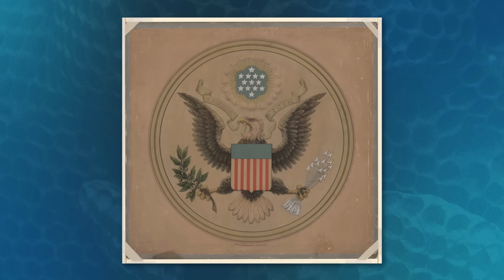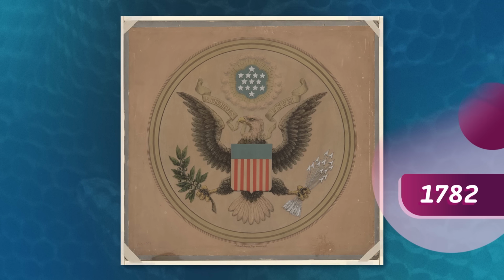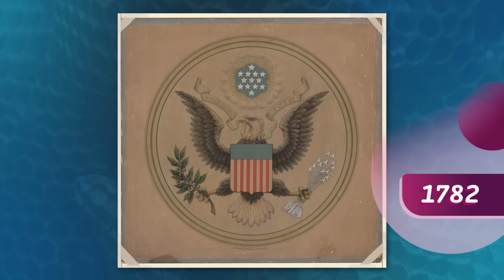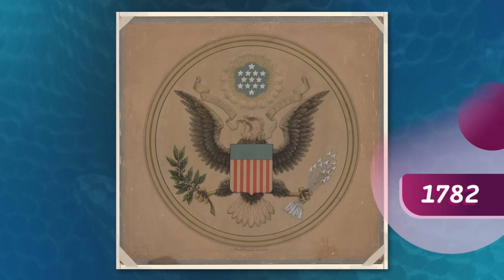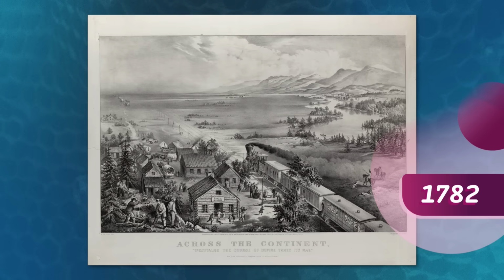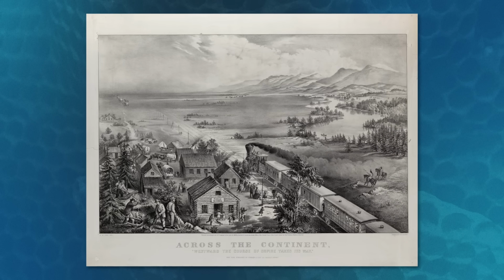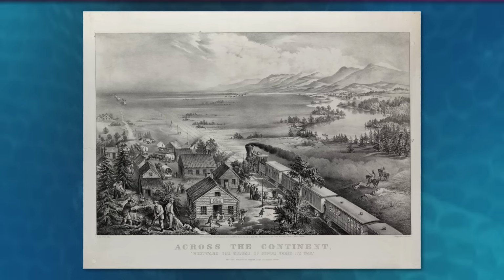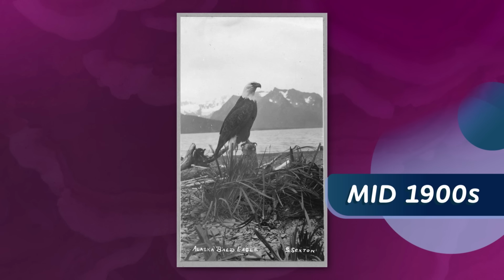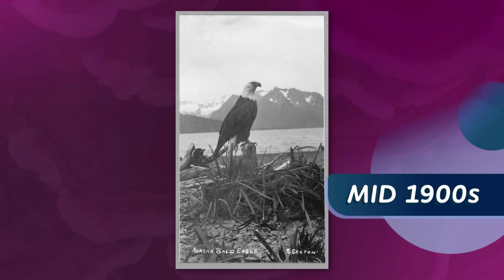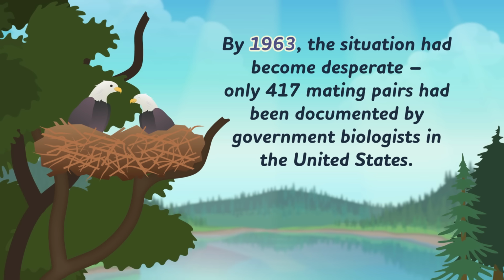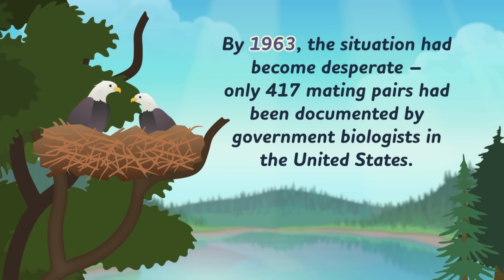The bald eagle became the national bird of the United States in 1782. Unfortunately for the bald eagle, the same folks who bestowed upon it this newfound honor of national bird would soon spread across the country, building up massive cities and populating areas that were once wilderness. By the mid-20th century, after years of habitat loss, bald eagle populations were in serious decline. And by 1963, the situation had become desperate.